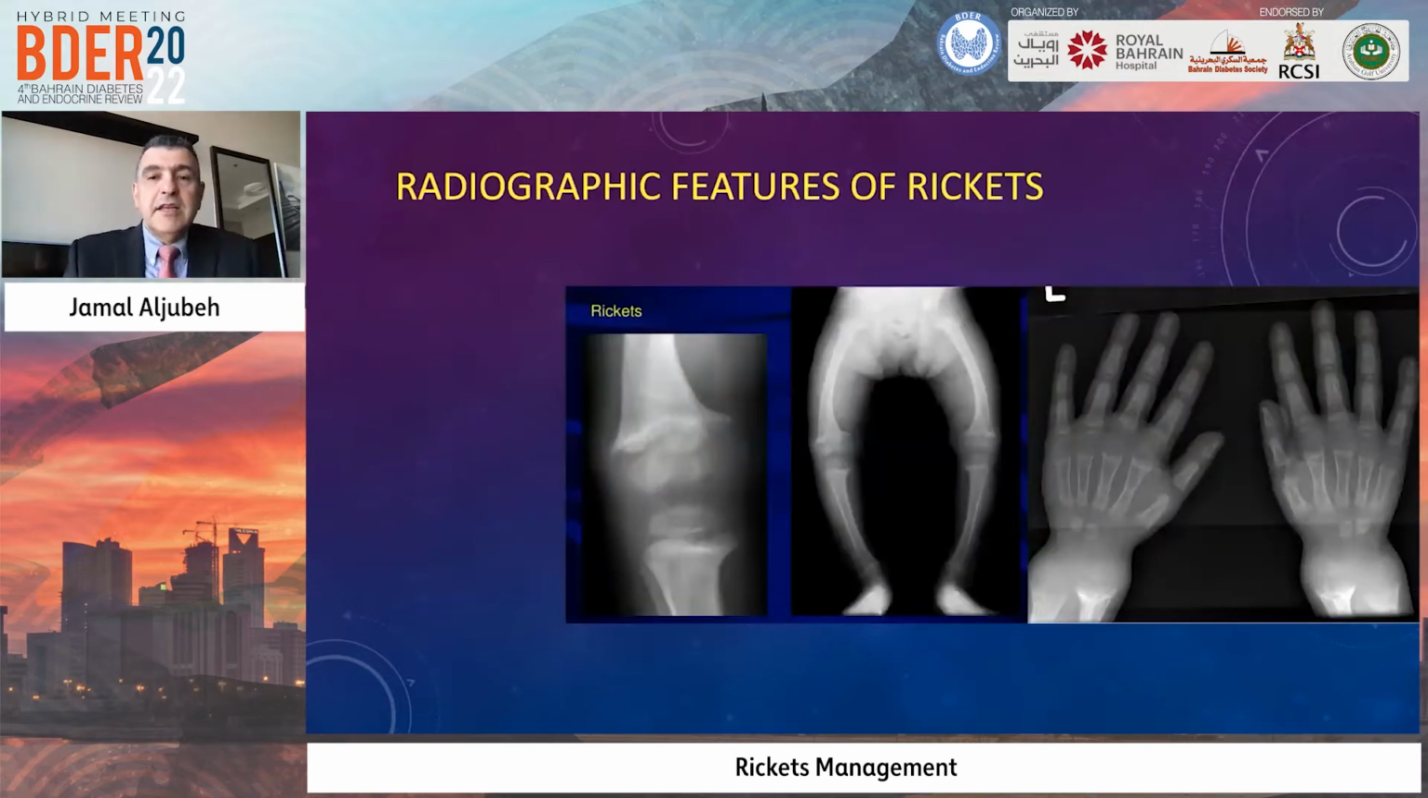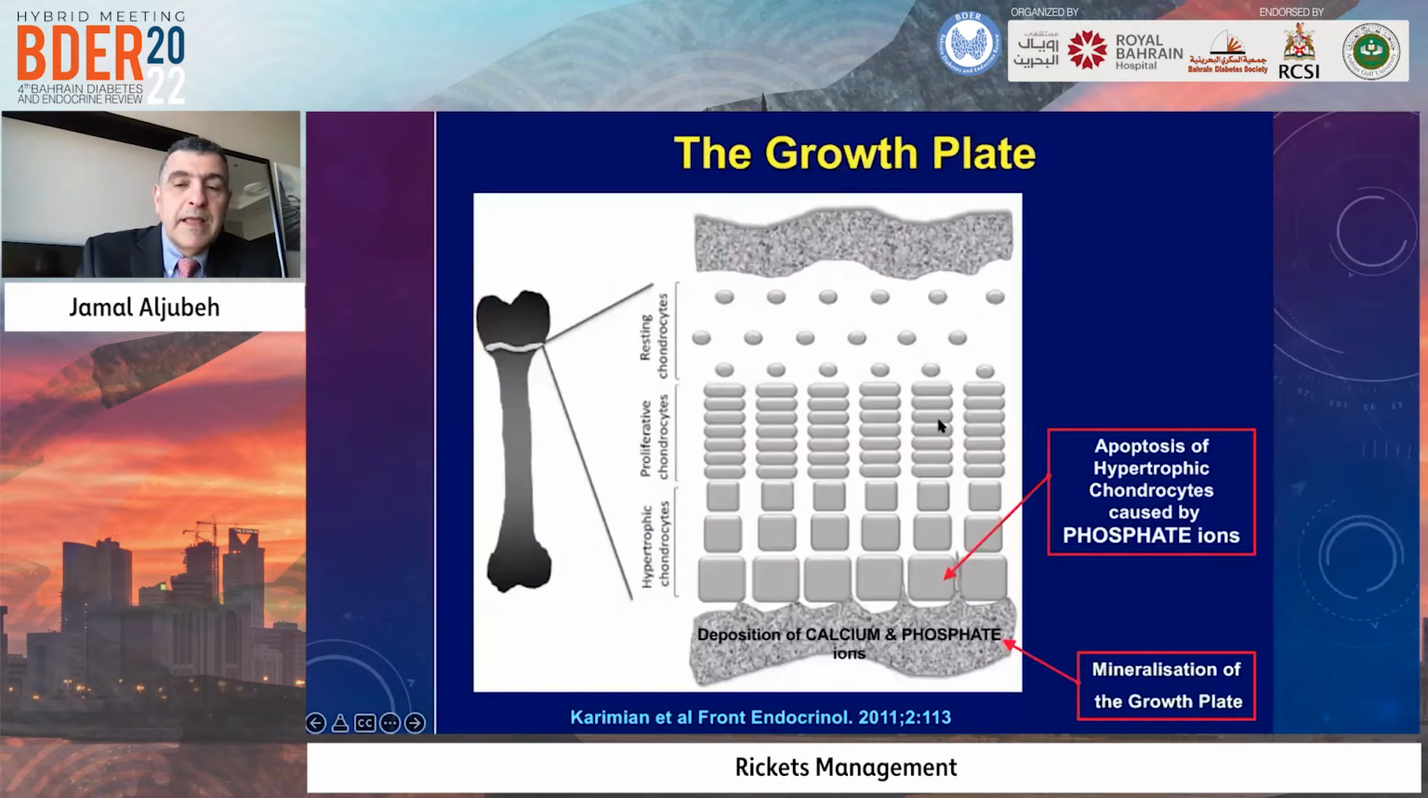The radiological findings you can appreciate in these pictures in the metaphysis that there is cupping and fraying and eaten away metaphysis. And you can also appreciate the deformity that you can see here in the lower extremities.